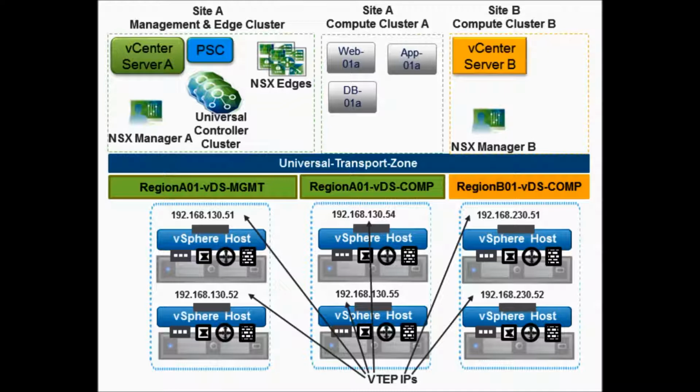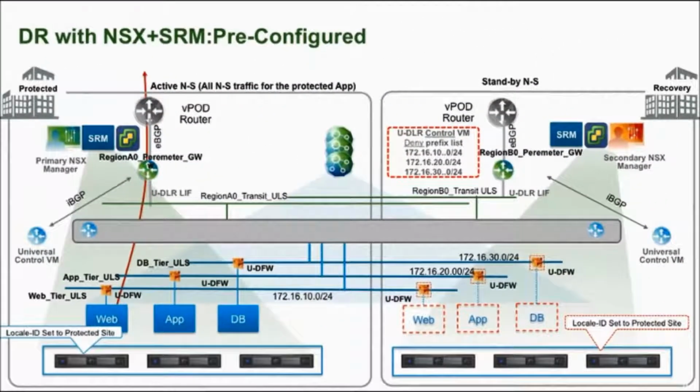Here is also the NSX Transport Zone. Region A01 Transport Zone has a local scope for vCenter A and is available on both clusters of Region A01. It's already pre-configured. Universal Transport Zone has a universal scope and is available on both vCenters. It's also already pre-configured for this environment.